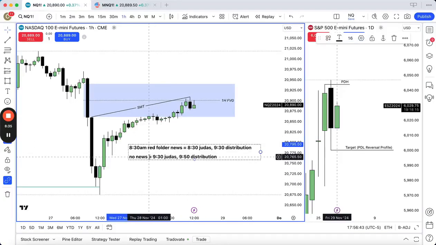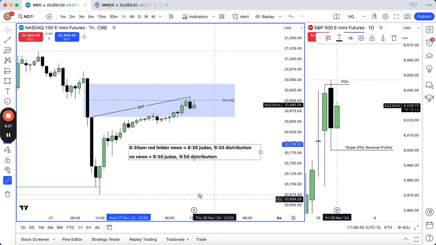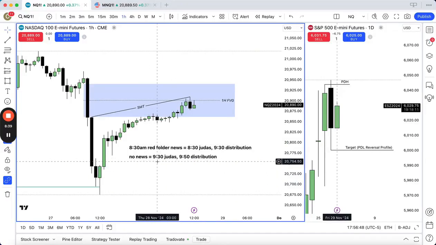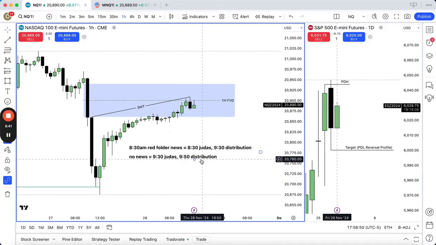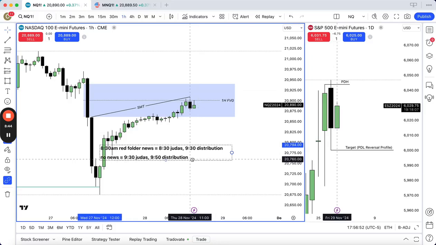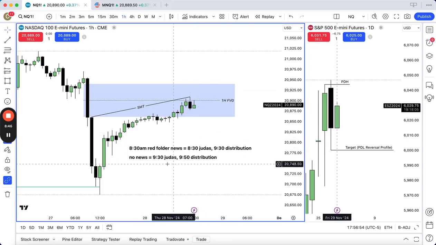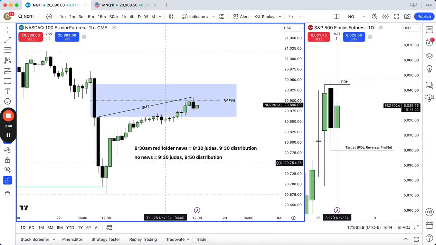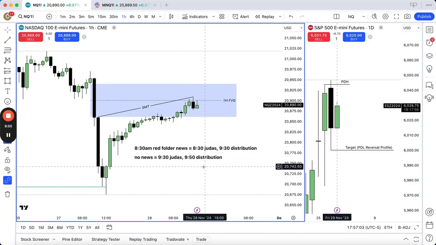When we have no news, this is the typical trading day. We can anticipate a 9:30 Judas swing and a 9:50 distribution. And that's exactly why I trade the 9:50 macro, because price manipulates at 9:30 into the opposite direction, and it's typically done between like 9:45 and 9:50, and then that's when price distributes into the actual direction that I anticipated.